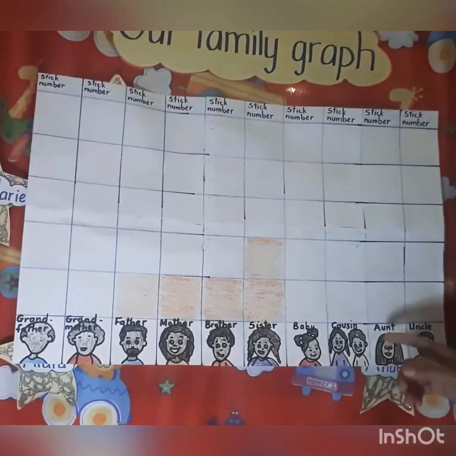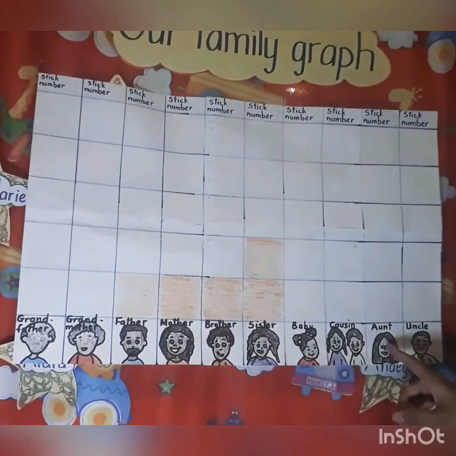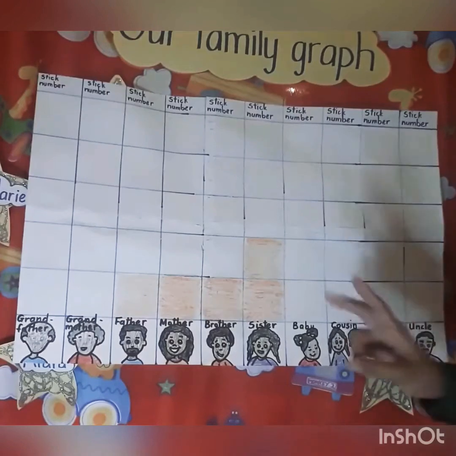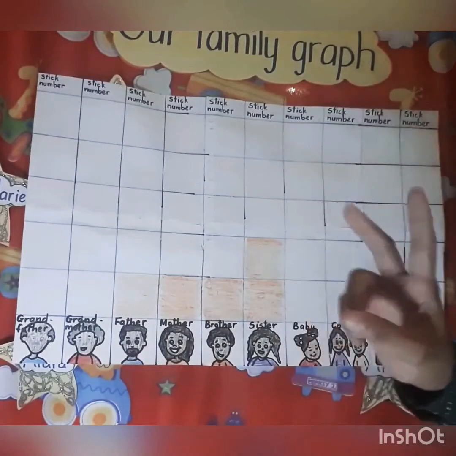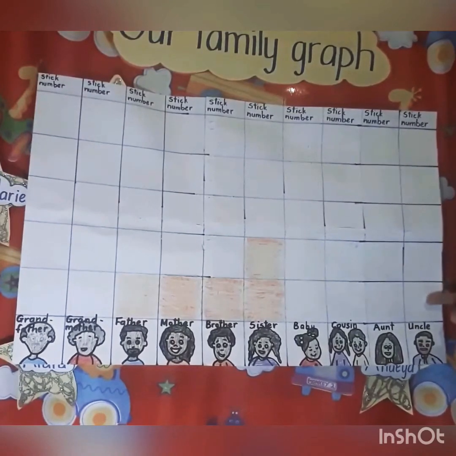Excellent job. So the next picture we're going to look at, who are you seeing? Aunt. So if your aunt lives in the same household as you, you're going to color again a square above aunt. If you have 2 aunts living in the same household as you, how many squares are you going to color? 2 squares. 1, 2. Alright, I'm going to give you some time. Very good. And let's look at the last picture. Who are you seeing there? Uncle. So if your uncle lives in the same household as you, what are you going to do? Color a square above uncle. Very good. Let's go.